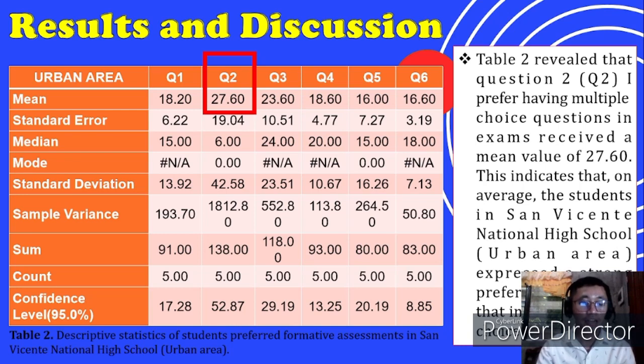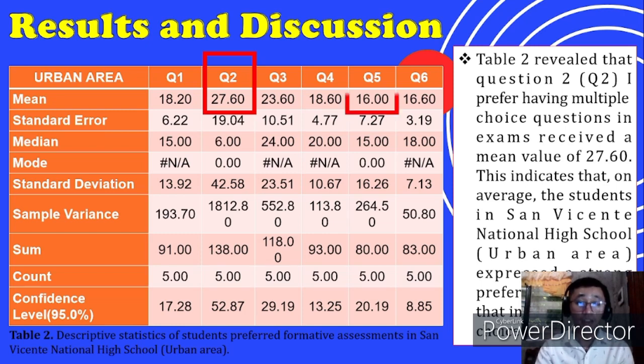According to Inaugural et al. in 2022, multiple choice question exams have lower discriminative power in a group of students with high scores. The higher the mean suggests a significant agreement with the statement.